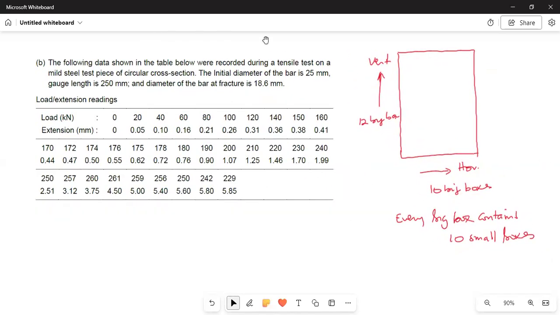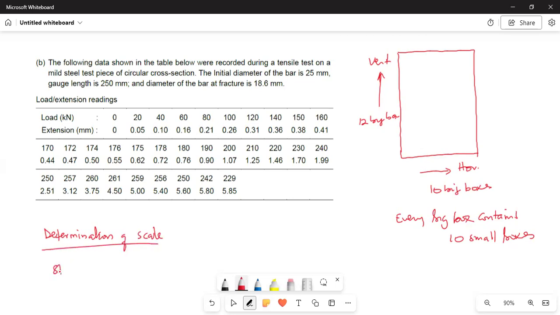Okay. Now let's start. So what are we going to do now? Determination of scale. Okay. So step 1, calculate change in X.